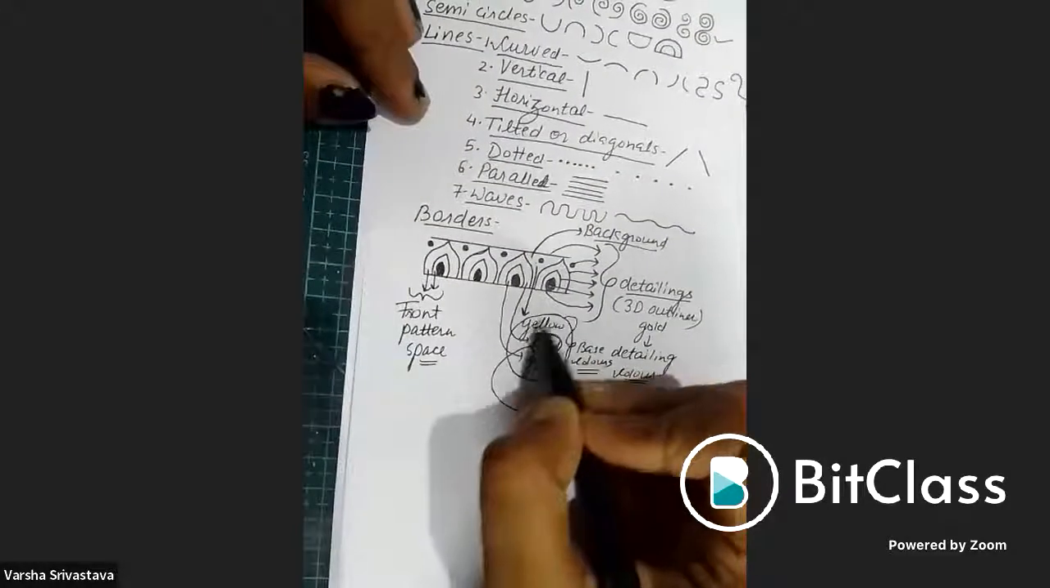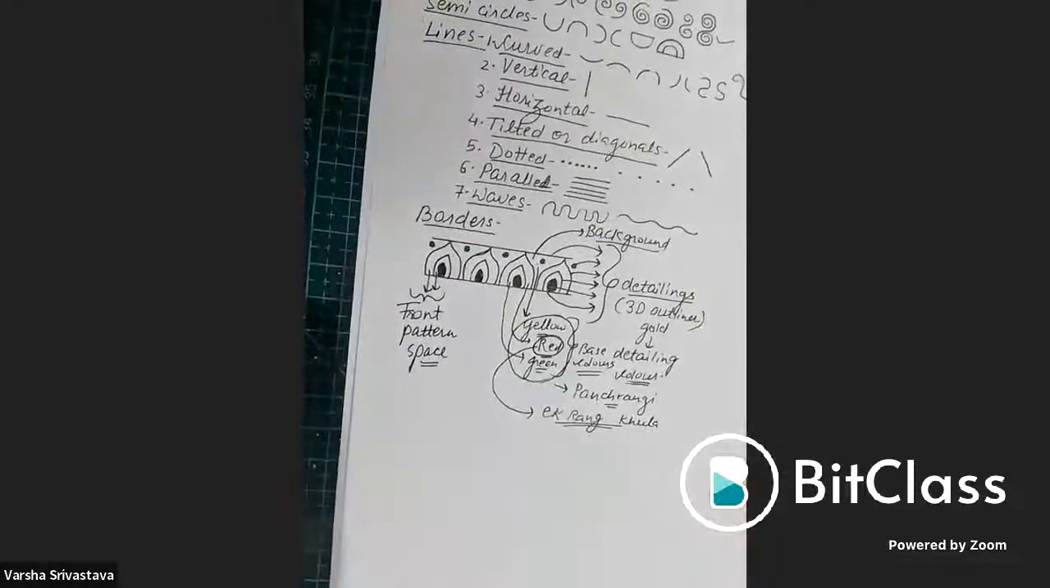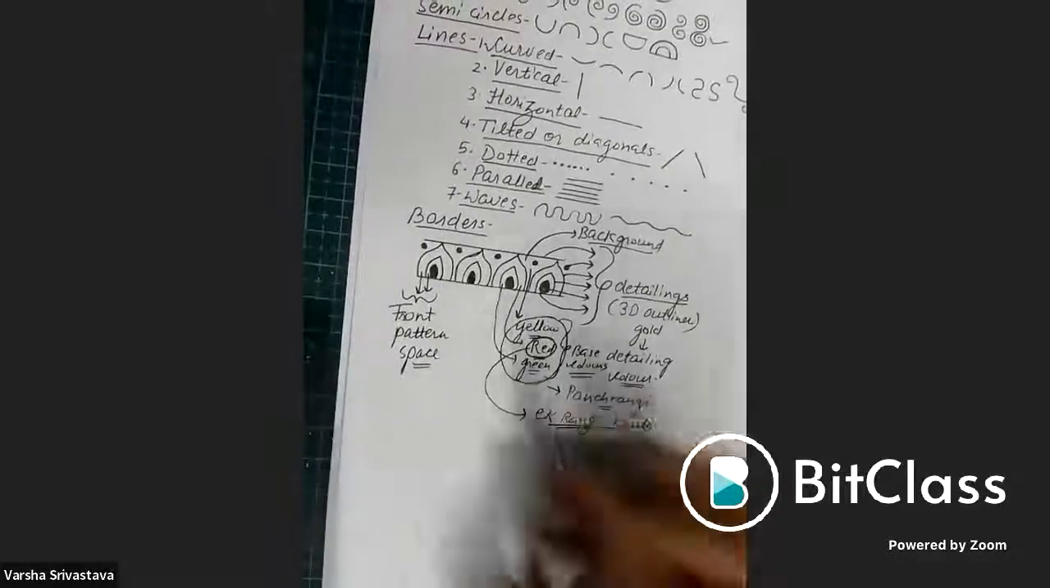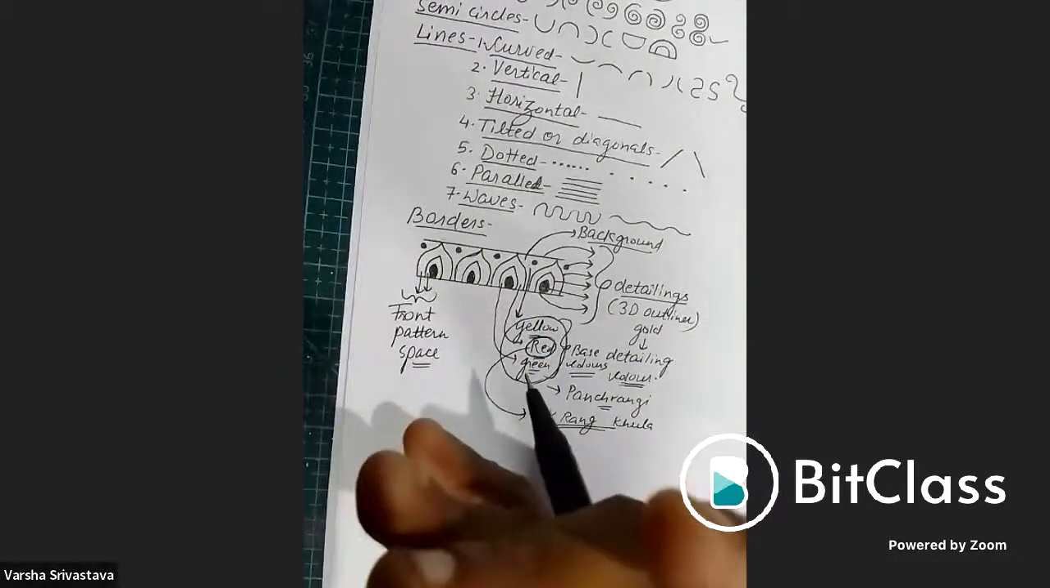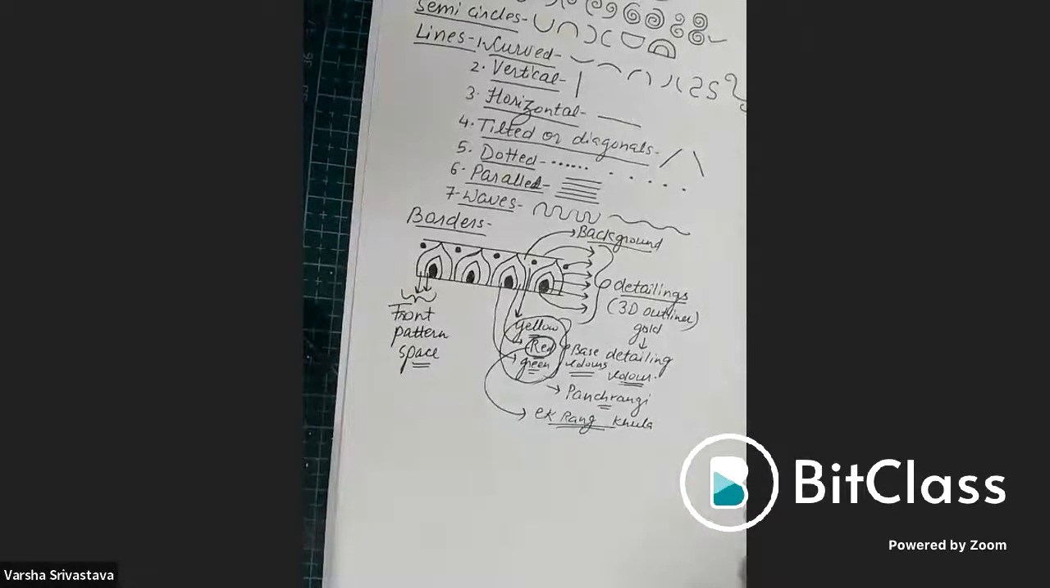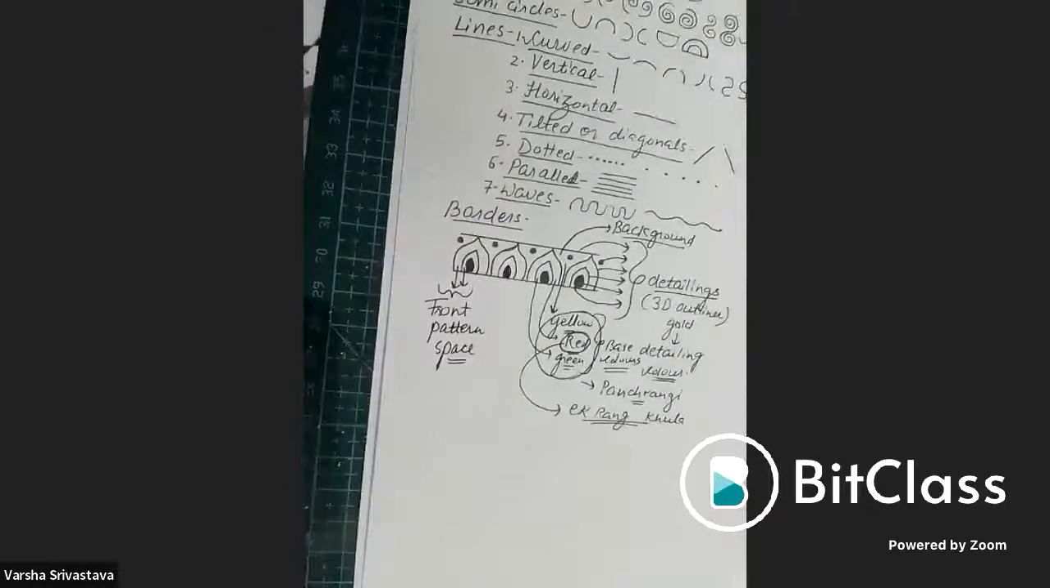Now you see, I have written yellow. If I'm coloring the background with yellow, I have to add the darker shades in the front pattern space. If I'm using the darker shade in the background, I will be coloring the front pattern space with the lighter shade. I hope this is clear now to all of you.